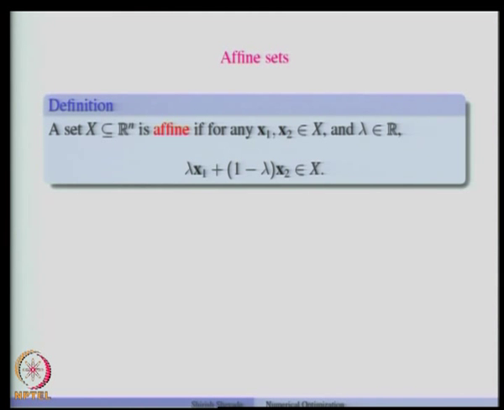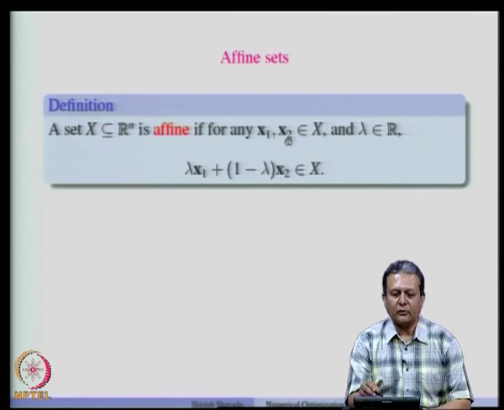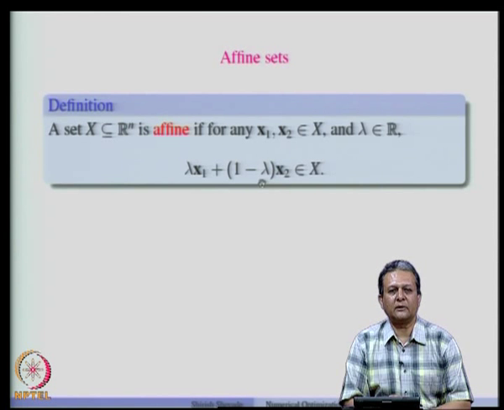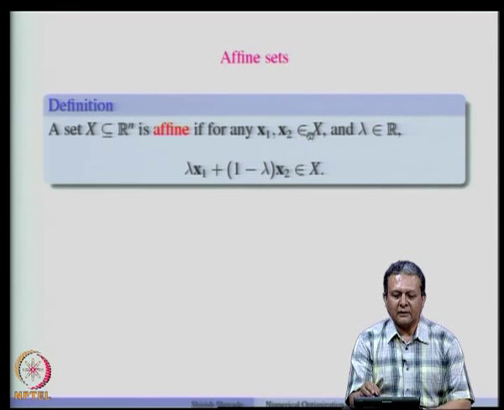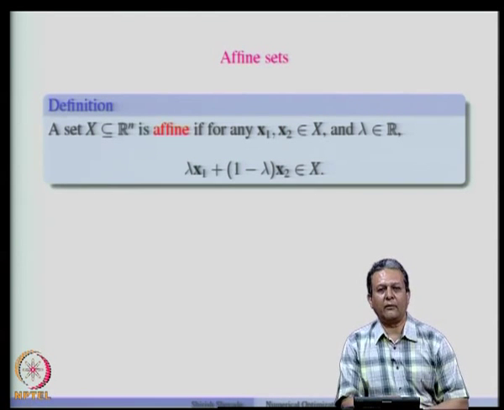Now, let us look at what are called affine sets. A set X which is a subset of R^n is said to be affine if you take any 2 points x1 and x2 in the set and any lambda which is a real number, then lambda x1 plus (1 minus lambda) x2 belongs to X. What this essentially means is that if you take any 2 points from the set X and take the line passing through those 2 points, then that line lies in the set X. Okay. So, such a set is called an affine set.